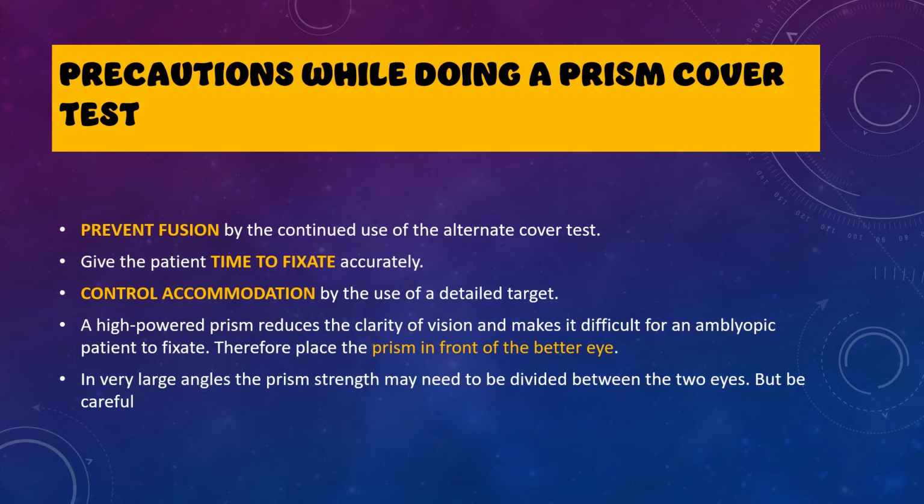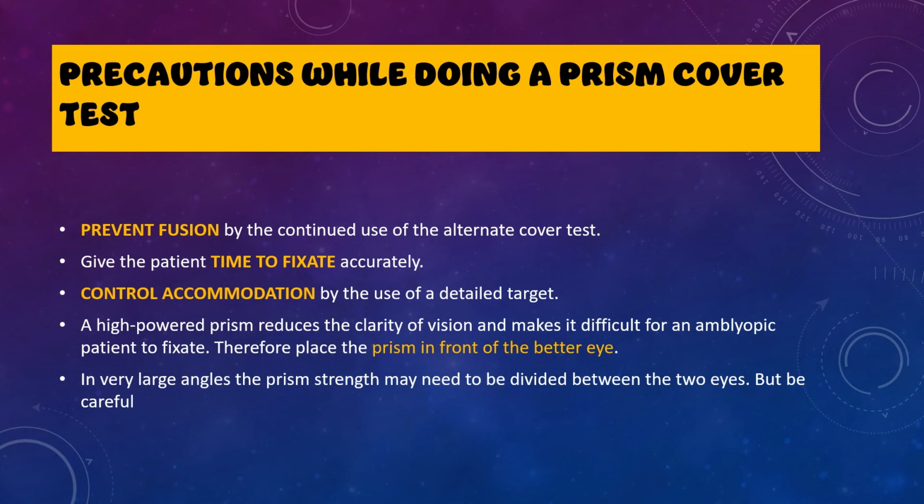So now we are done with the prism cover test. Now the question is, are there some precautions that you need to take while doing a prism cover test? Definitely. Prism cover test is based on dissociating the eyes, and therefore you are doing an alternate cover test. Do an alternate cover test properly, okay? Don't do it half-heartedly, with a half cover on the eye, because that will cause fusion and then you're not going to get the proper measurement. So prevent fusion by doing a continued use of alternate cover test. Never give the patient a chance to fuse by using both eyes at the same time.